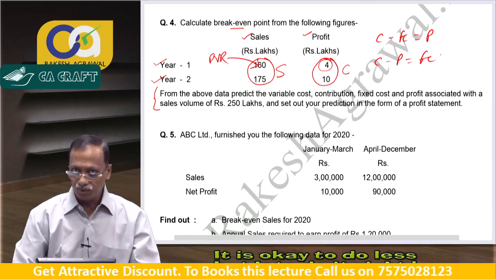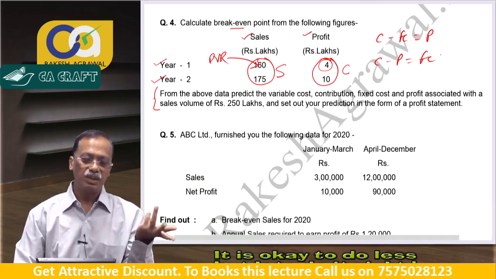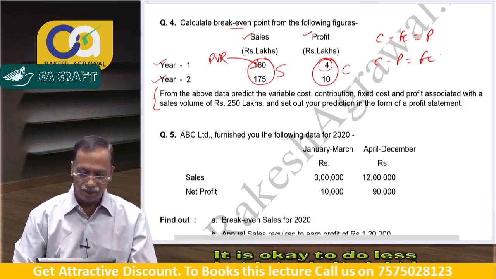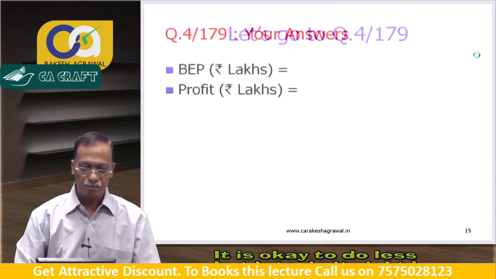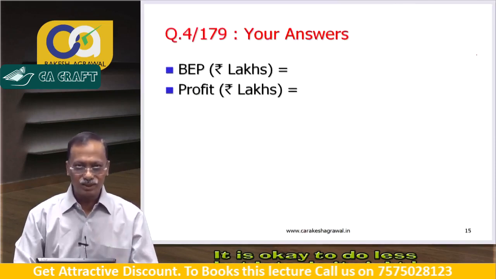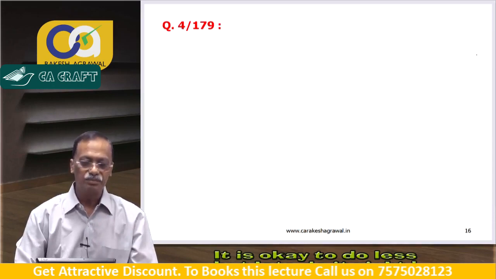We had done this in 1 to 4. So, you will get fixed cost, and then fixed cost divided by PV ratio, you will get BEP. That is how the answer will be there. So, let's write it down. This is just for testing your answers, whatever you have calculated, BEP and profit. The second part of the question is to calculate profit. Anyway, I'll take you directly here.